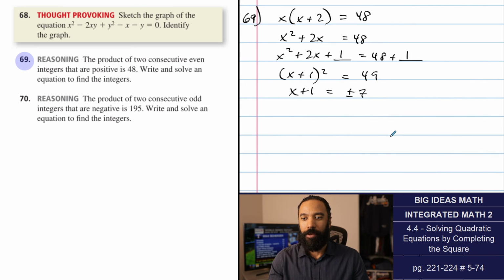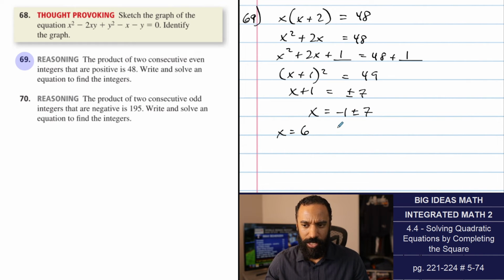Oh, this isn't working. All right, well, we'll try and get through it. X plus 1 is plus or minus 7. Subtract 1 from both sides, and we get negative 1 plus or minus 7. We get 6 and negative 8.